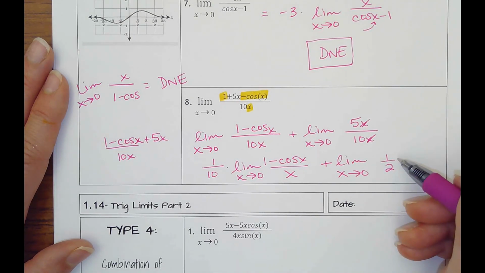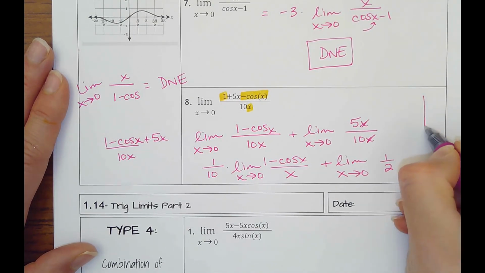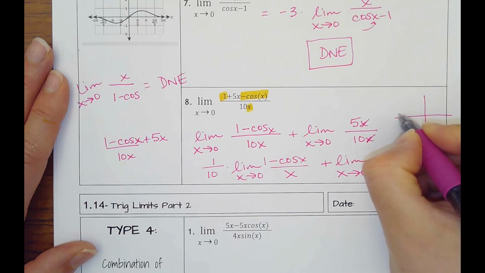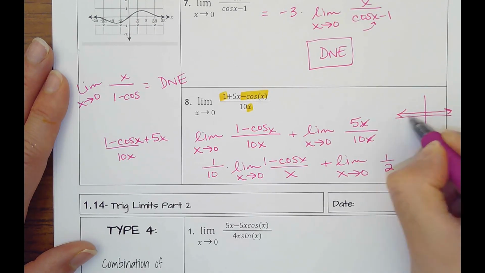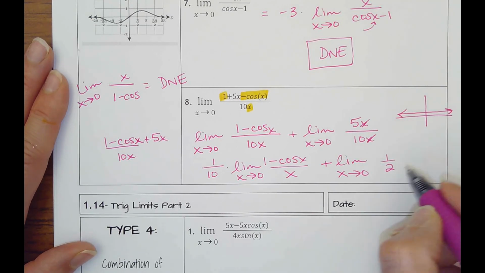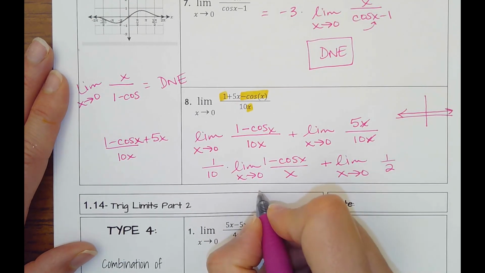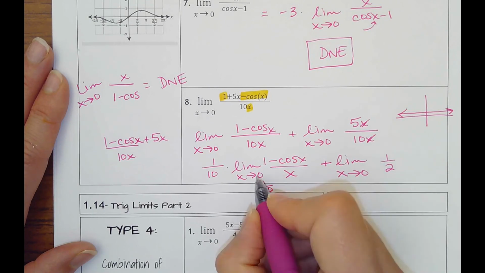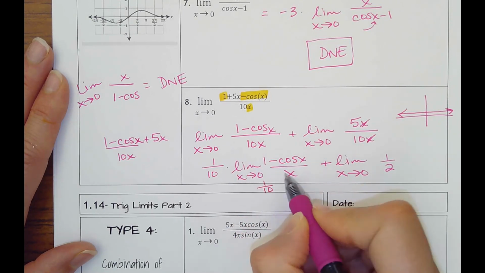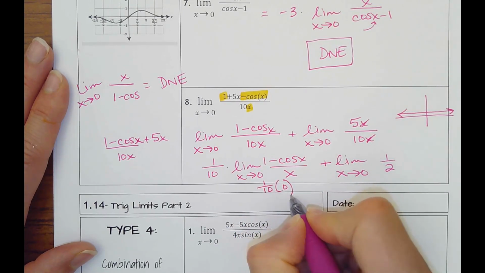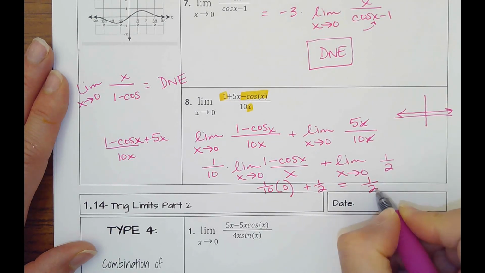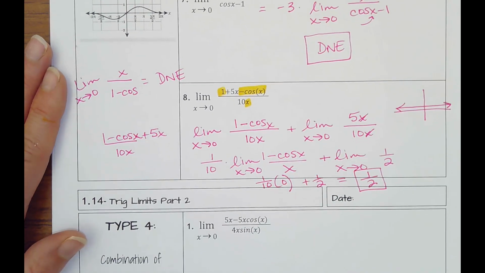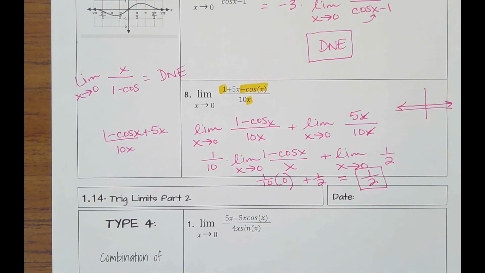When you have just a constant function here, think of that as like a y equals a half. That would be this guy. So no matter what x value I'm approaching, I'm always at a y value of a half. So this would be 1/10 times, we said this is 0. So that would make 0 plus a half, which would be a half. Okay, so there's part 1. We'll do part 2 next.